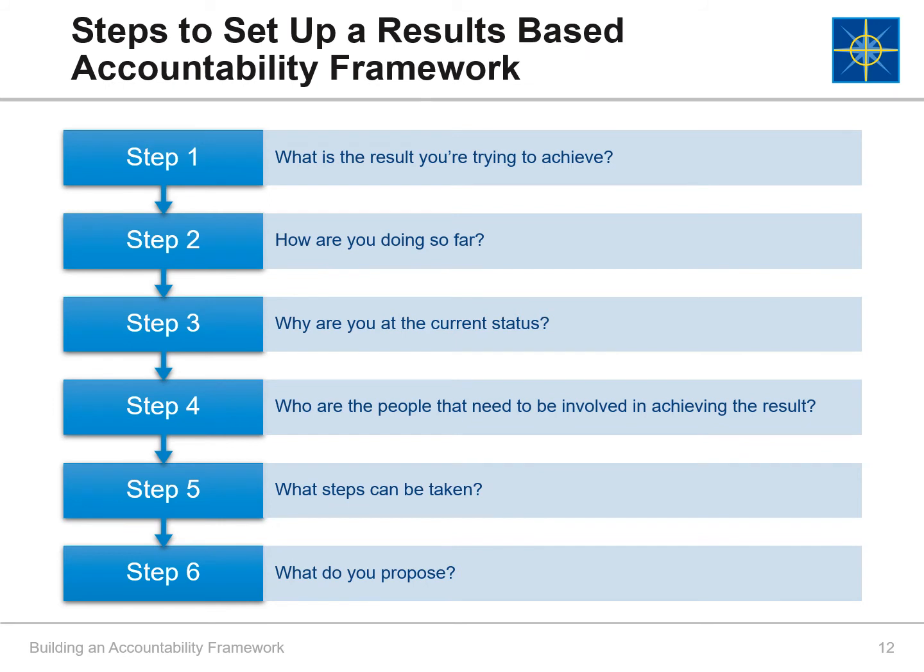Let's go over the steps that comprise this framework. We will go through each step in more detail a little later. The 6 steps are: 1. Define what is the result you're trying to achieve. 2. Determine how you are doing so far. 3. Determine why you are at the current status. 4. Determine who are the people who need to be involved in achieving the result. 5. Brainstorm what steps can be taken. And 6. Decide what you propose.